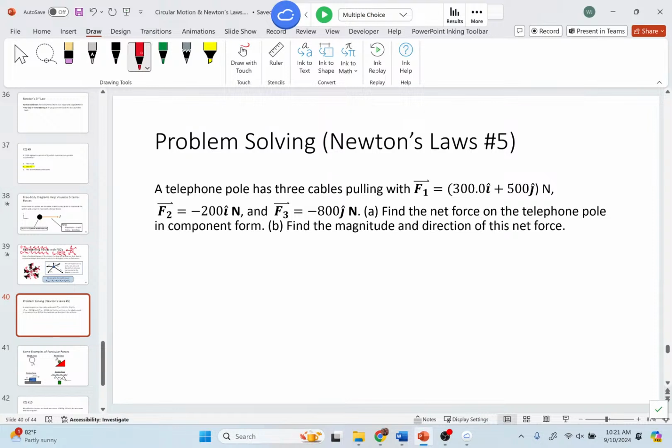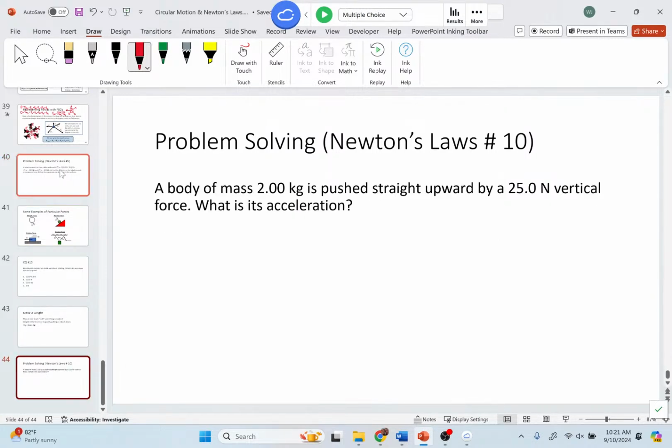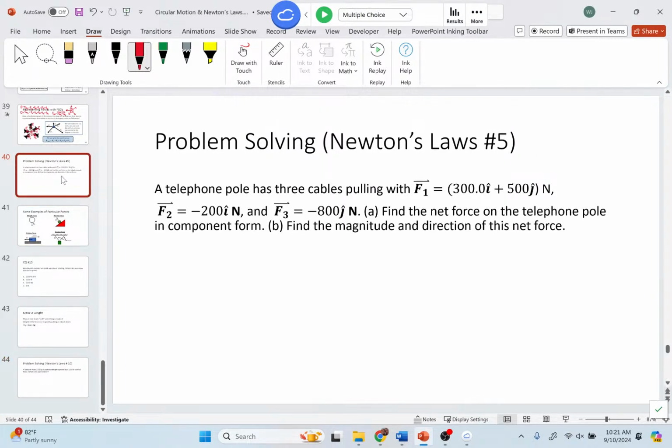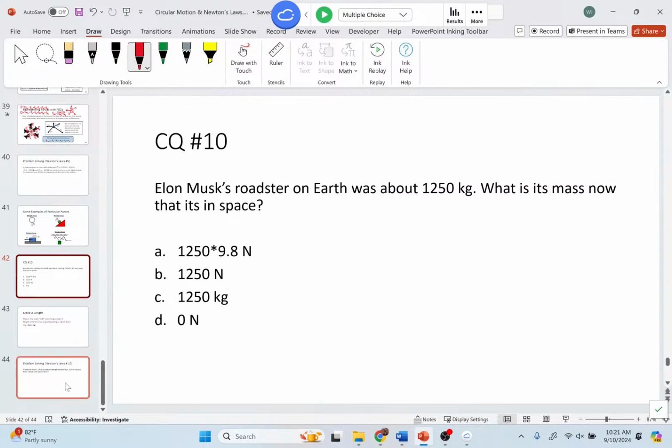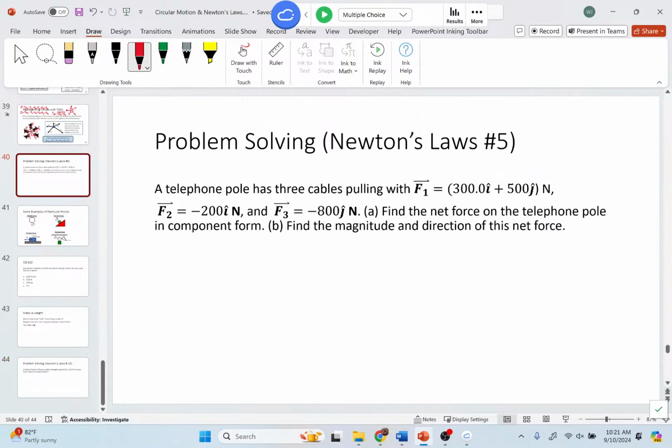A telephone pole has 3 cables pulling on it. So, is this the last problem we'll do? Mass versus weight. All right, we're going to do 2 more problems and we'll call it good. We're going to do this one, and then we'll do this one, and then we'll call that good. Okay, so this couple concepts, so we should be done in like 15-ish minutes.